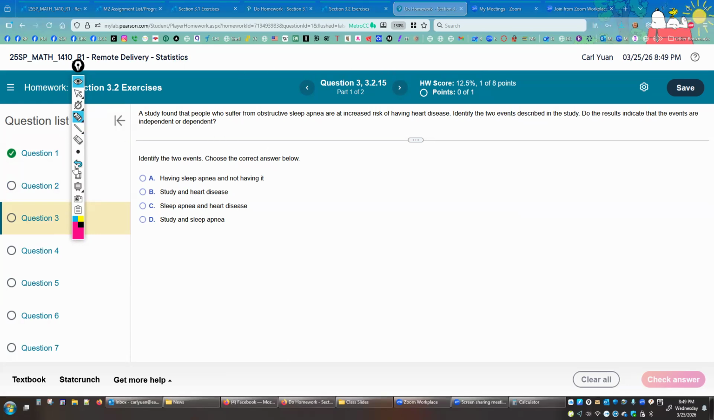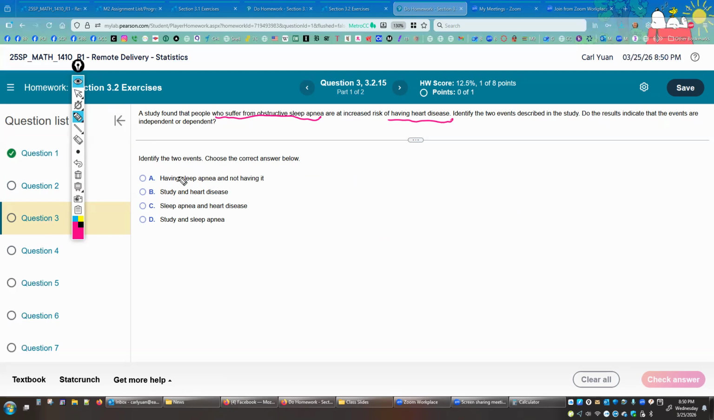Okay, so there are 2 events going on here. And what are they? The first event is suffering from sleep apnea. The second event is having heart disease. Do these results indicate the events are independent or dependent? I think it's pretty obvious, since one would increase the risk of the other. I'm going to say that it's dependent.